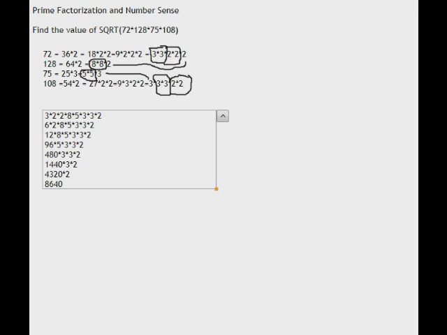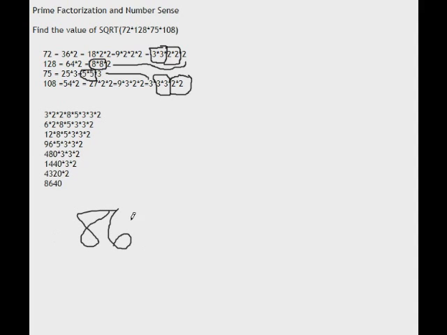I hope you enjoyed this lesson. Here is your final answer. 8,640 will be our final answer to the square root of our problem.